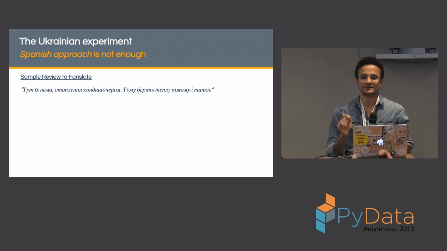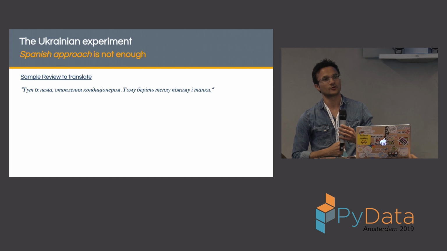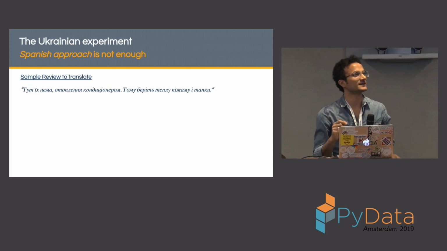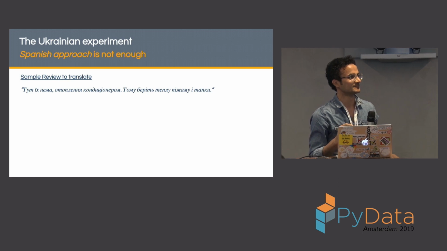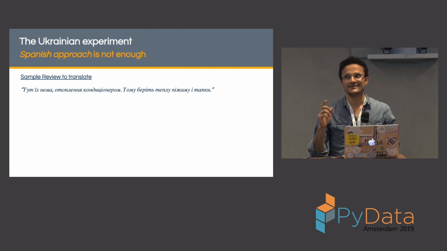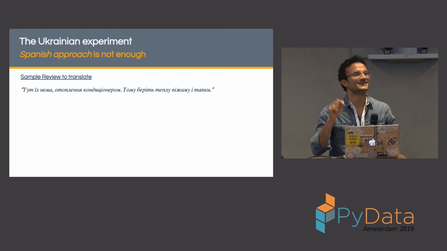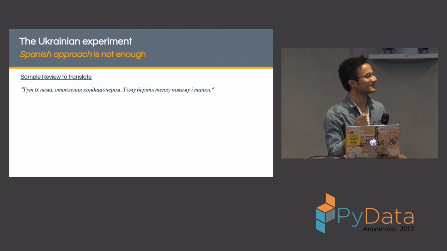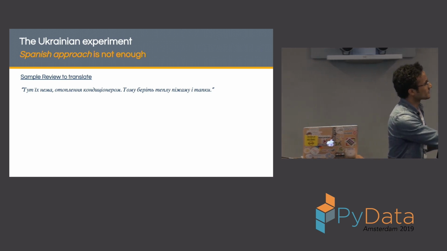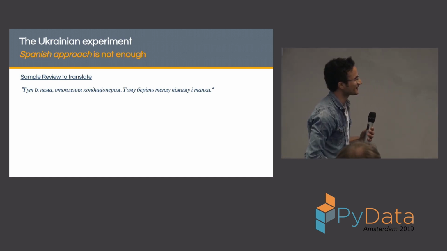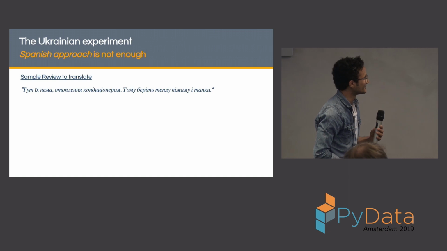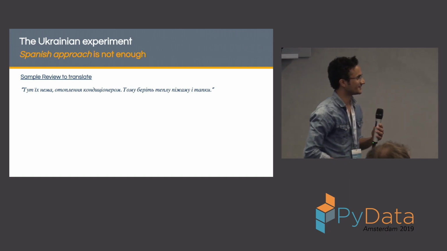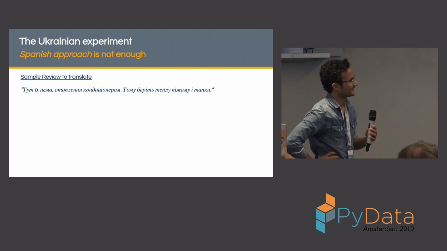Let's see. This is a Ukrainian review that we want to translate now using the model. Can I ask if there is a native Ukrainian speaker? So it is a small language. Can I ask if there is a Russian speaker? Wonderful. Can you roughly interpret what this means in English for us?